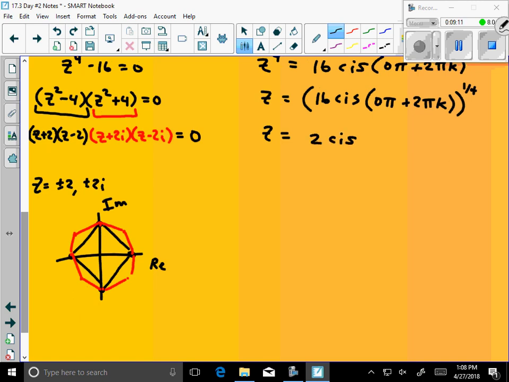If I multiply 0 pi times 1/4, what do I get? 0 pi. If I multiply 2 pi times 1/4, what do I get? Pi over 2. Okay, this is about to get awesome. If I ask you for the four roots, that means I want you to go k equals 0 up to what? Up to 3.